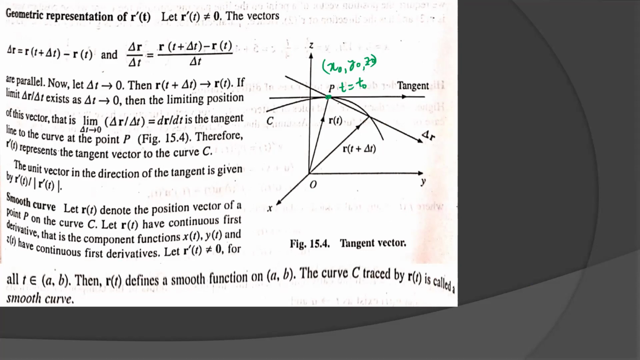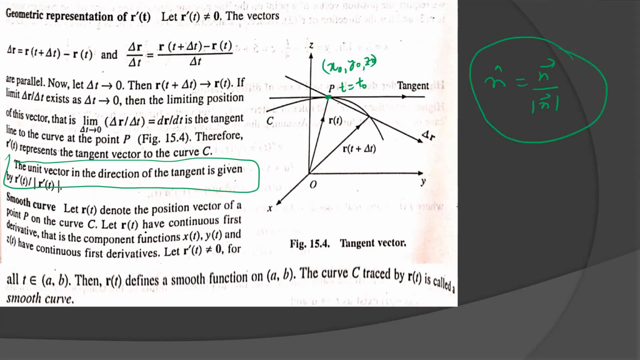So this is another application, and one more application. Here, the tangent of a curve, and you can find the unit vector. The unit vector I discussed, that is n cap is equal to n vector upon n vector magnitude. You can find the unit vector for any of the cases here.